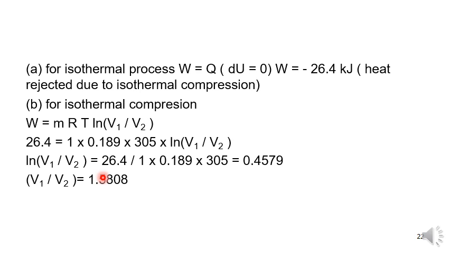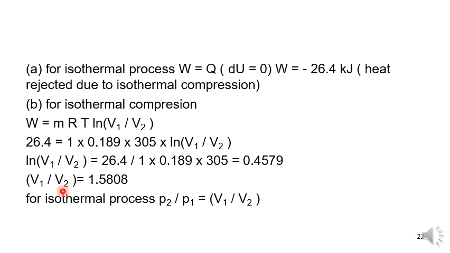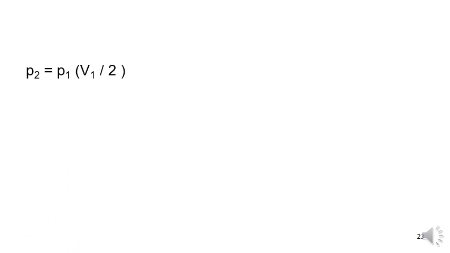So how will you calculate the final pressure? It is an isothermal process, so PV is equal to constant, which means P1 V1 is equal to P2 V2. We don't know the individual values of V1 and V2, but we know the ratio V1 by V2. So P1 by P2 is equal to V2 by V1. We want the P2 value, so moving this to the other side, P2 is equal to P1 times V1 by V2.